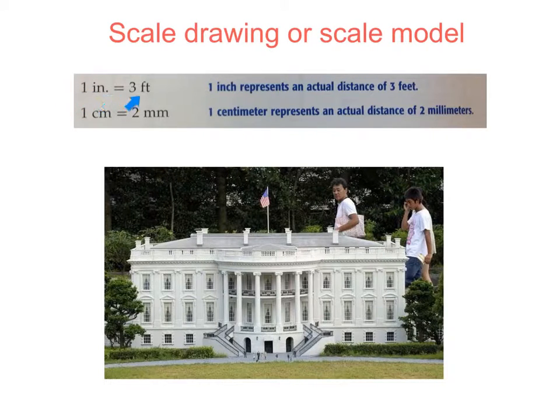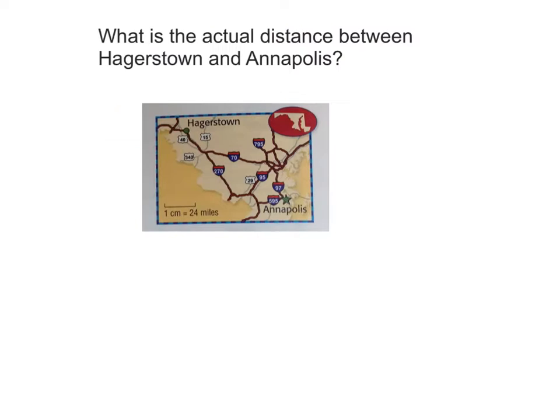So let's just take this one for example. It says 1 inch is equal to 3 feet. So if that were the scale for this White House, that means for every 1 inch on the model itself, it's actually 3 feet. So if this window were 3 inches right here, that would actually mean the window itself is actually 9 feet up and down. And let's say it was 1 inch going across, well that means it would be 3 feet in reality.